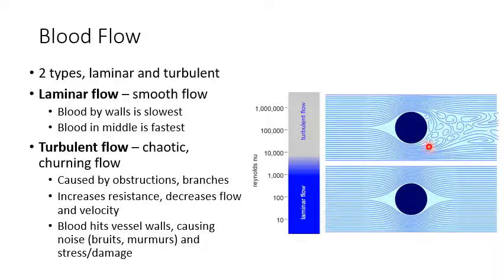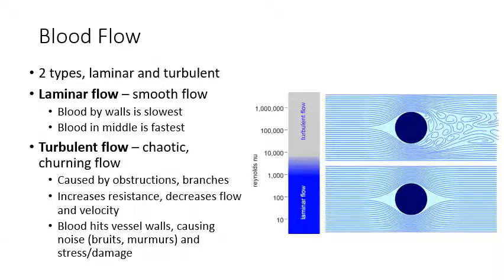When you have this turbulent flow, that is going to increase resistance and decrease flow and velocity. So when the blood is flowing in a little circle like this, it's not going down the vessel very efficiently, so it's not flowing as much. It's also going to be flowing overall slower if you consider how long it takes to get from point A here to point B over here, since it's not taking a straight path.